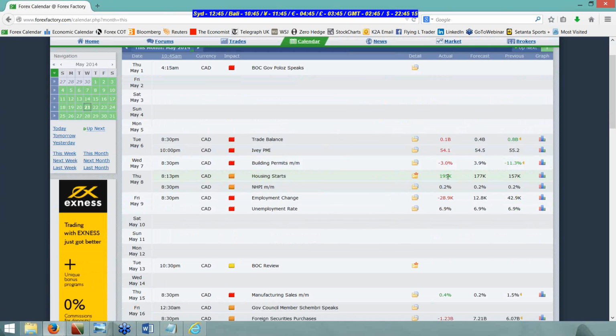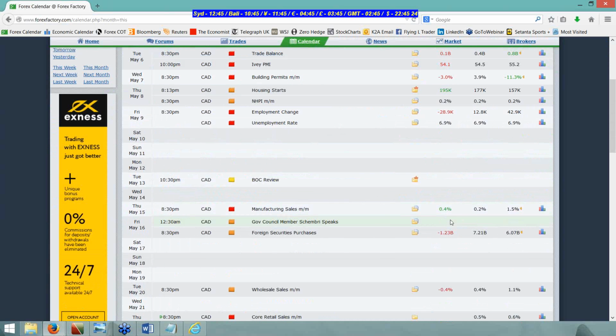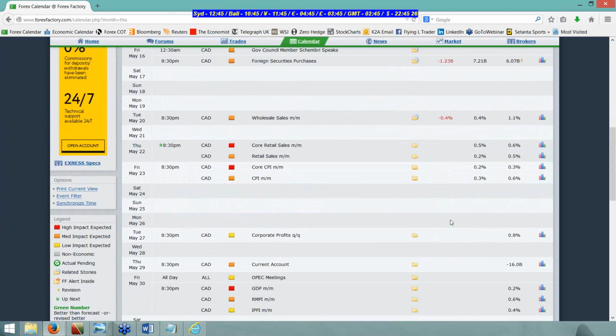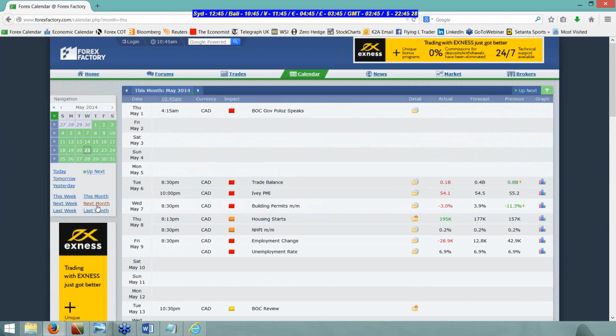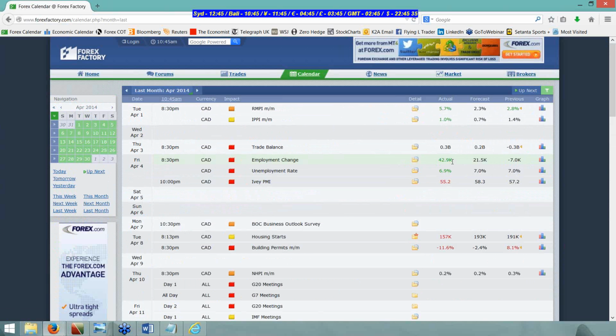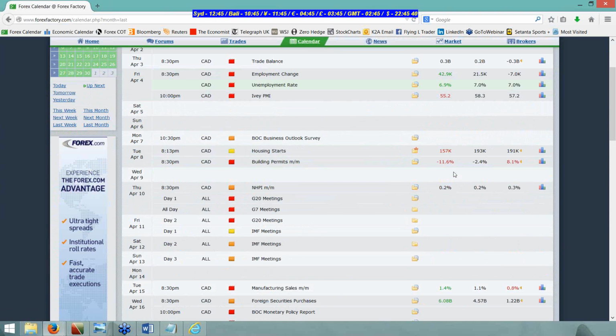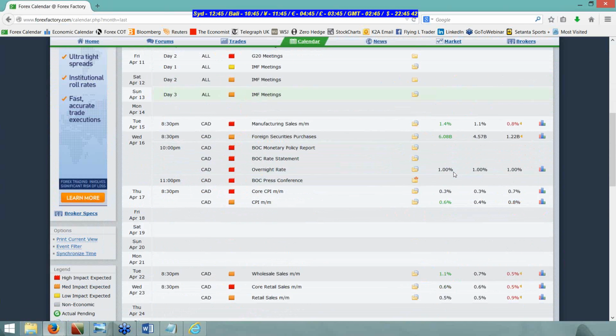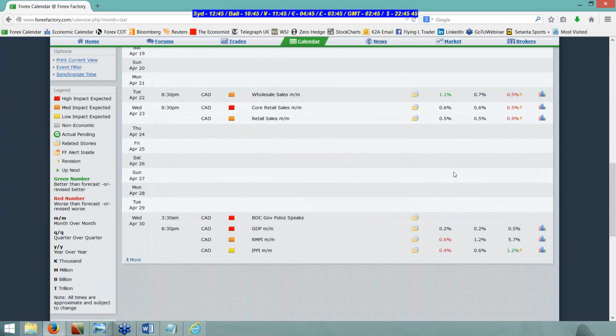Housing starts, those on the other side of that. Employment, that was a bit of a shocker. Manufacturing's picking up. And then if you go to last month, you can see that employment was strong, getting stronger. So that's the way to filter and have a look at what's been going on.